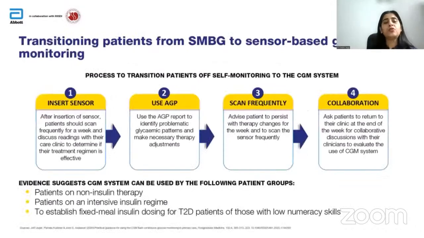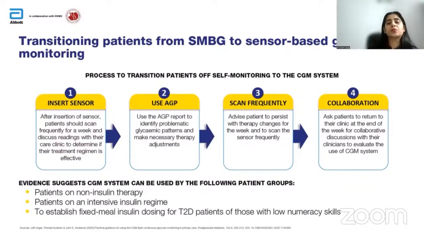So when we decide to transition your patient off self-monitoring to the CGM system, it's important that we go in steps. So number one, of course, is inserting the sensor. After insertion of the sensor, you need to motivate the patient to scan frequently for a week and probably discuss these readings with the care clinic to determine if the treatment regime is effective.